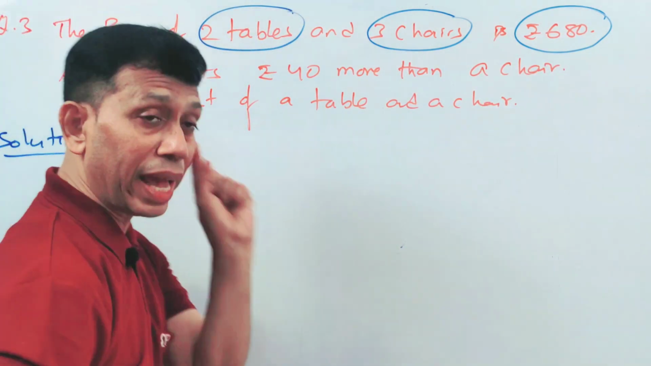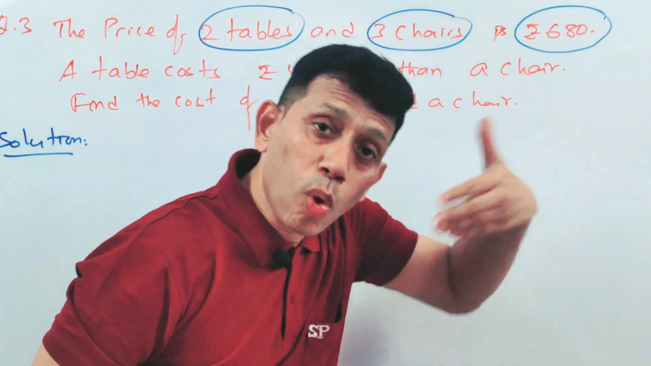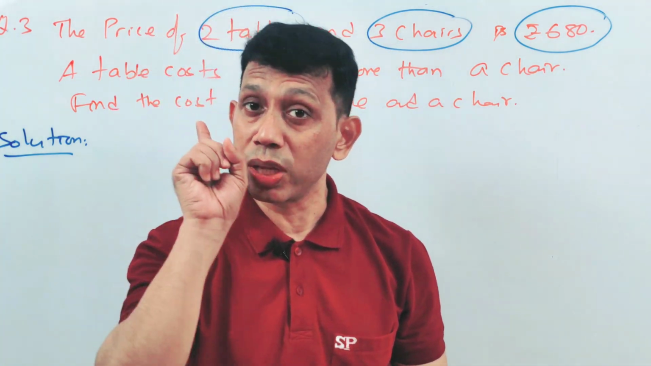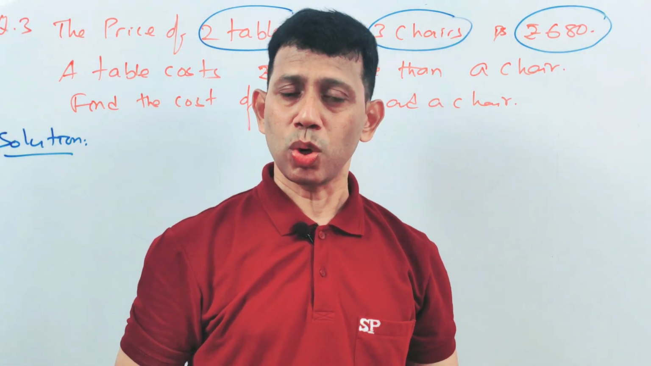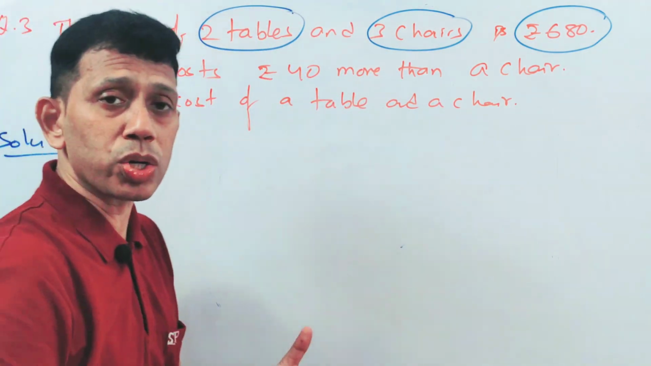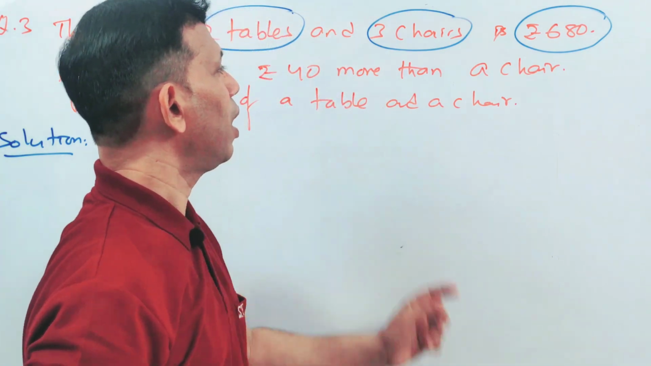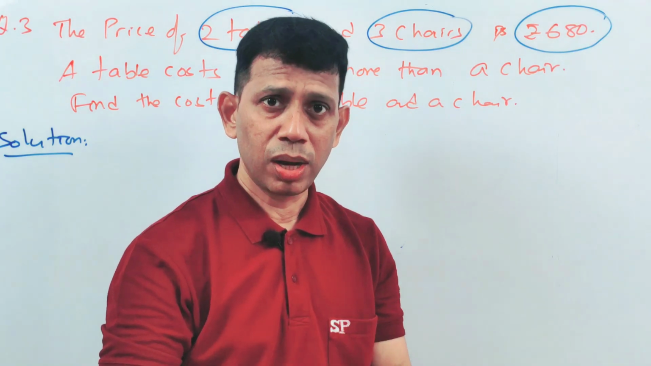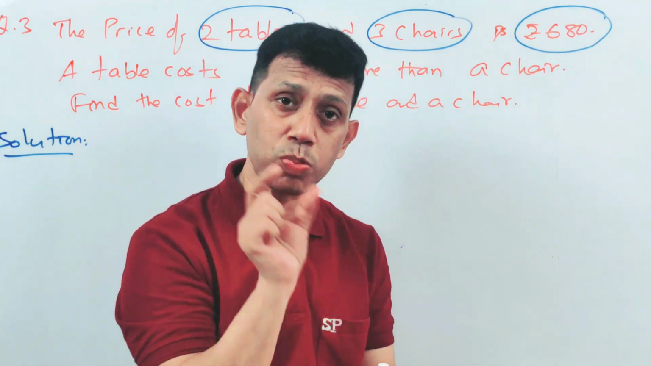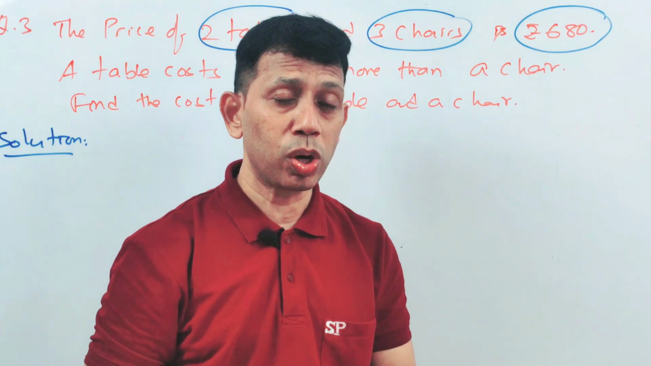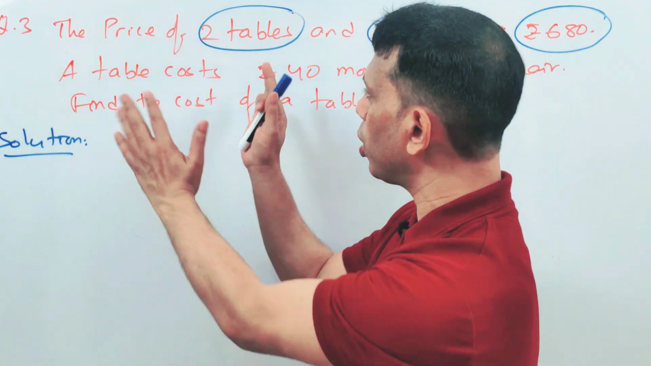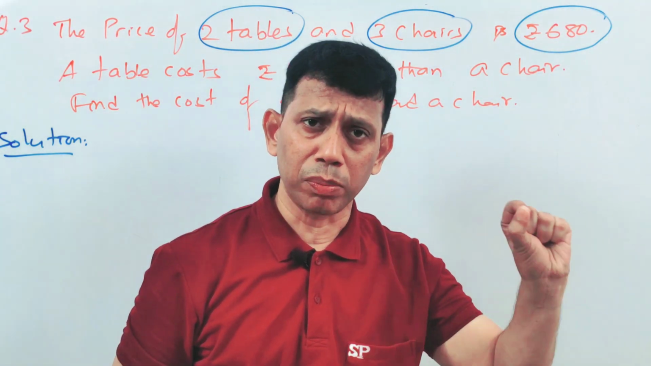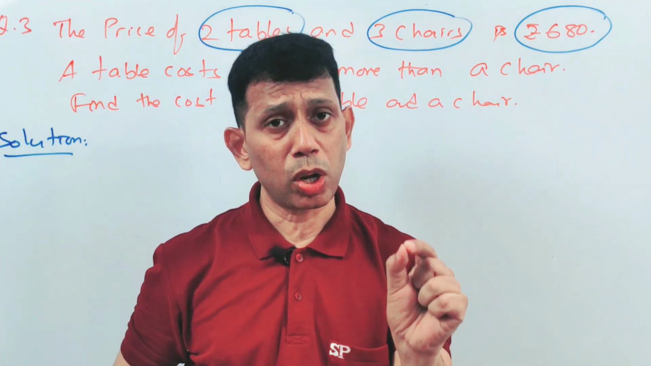Second sentence, a table costs rupees 40 more than a chair. That means here a comparison has been given between the cost of a single table and a single chair. So which is more? A table costs rupees 40 more than a chair. So let us take chair cost x. If you take chair cost, the smaller one, you take x. In the previous question also, I have taken the smaller one. You can take the bigger one also x. In the previous question, I have taken the smaller number. 80 has been divided into 2 parts, smaller one and bigger one.